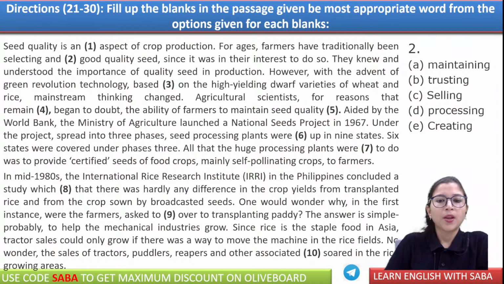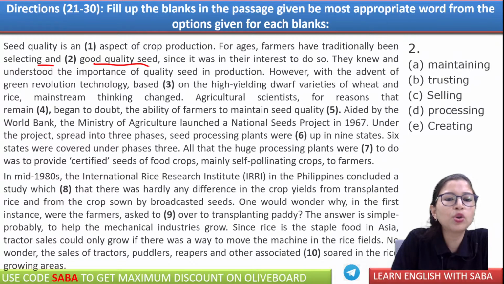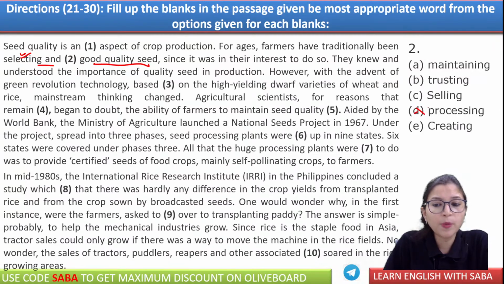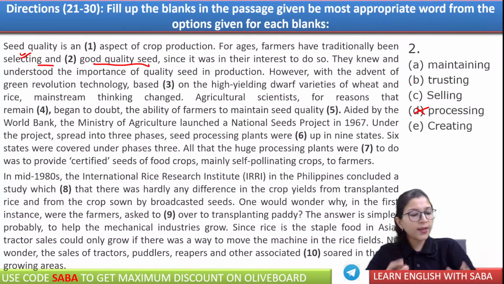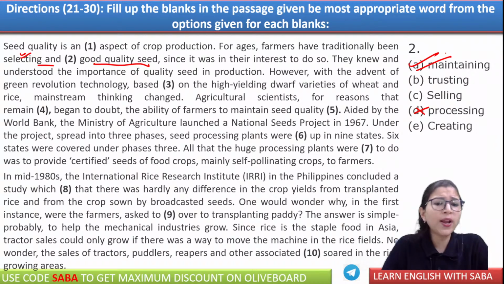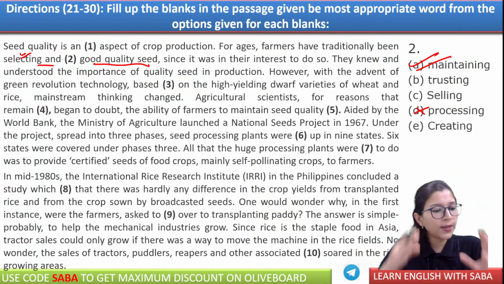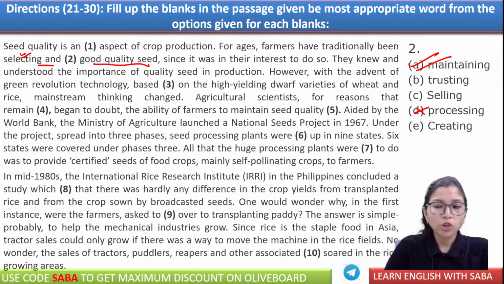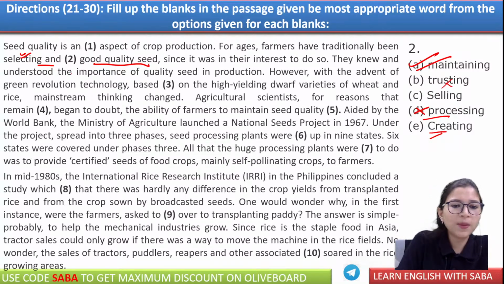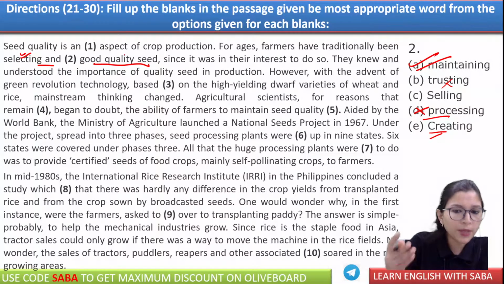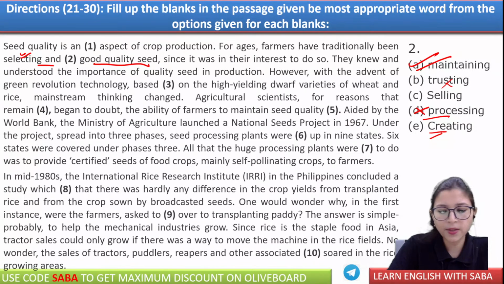Okay. See, for ages, farmers have traditionally been selecting and dash good quality seed. So farmers, यहाँ पर we are talking about selecting and not processing. अभी process की बात ही नहीं हो रही है. They have been selecting and maintaining good quality seed, कि उसको maintain करके रखते थे जो अच्छी quality की seed होती थी. So simple, we are not talking about processing the seed or creating the seed or trusting or these things. So simple, it will be maintaining and selecting the good quality seed. अभी तो starting हो रही है, अभी नीचे तक पता चलेगा ना. So simple, the correct answer is A. Next.